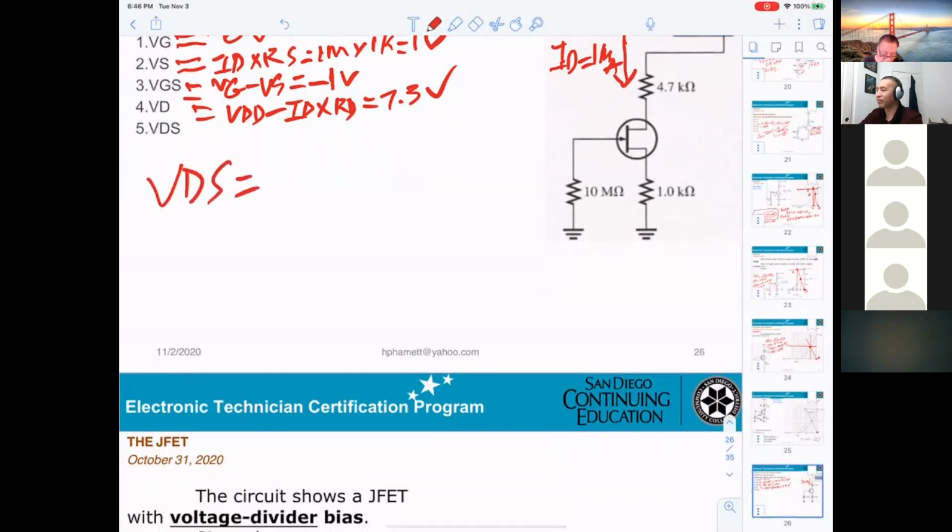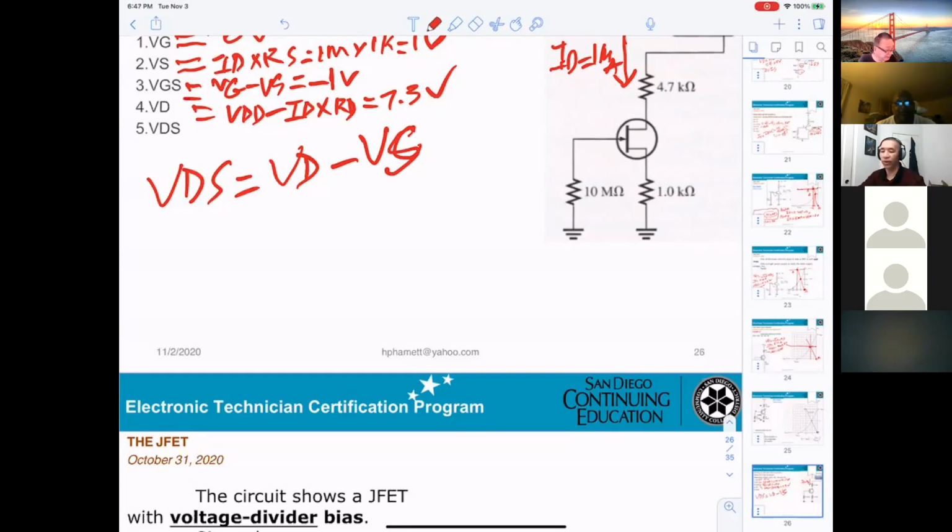VDS equals VD minus VS, not VGS. VS is 1 volt. So the answer is 6.3, right? Right.